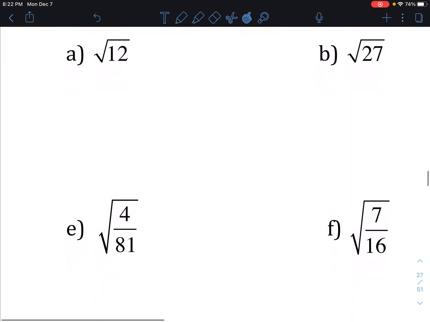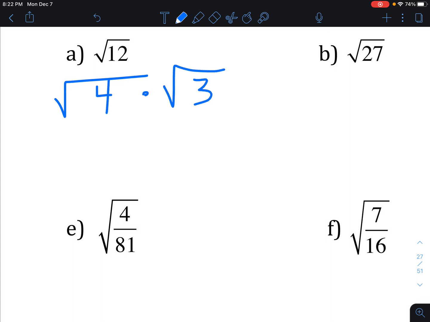So that would be 4 times 3. We know that the square root of 4 is 2, and the square root of 3 will just drop down. So the square root of 12 simplifies to 2 times the square root of 3.